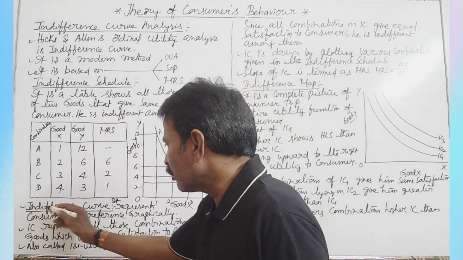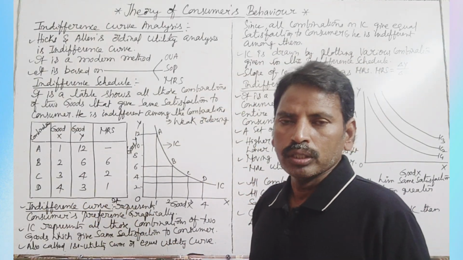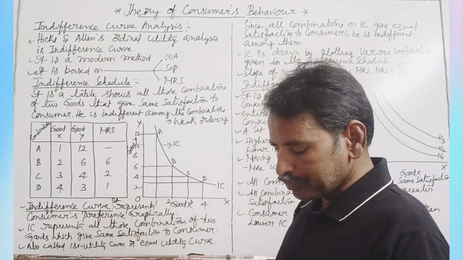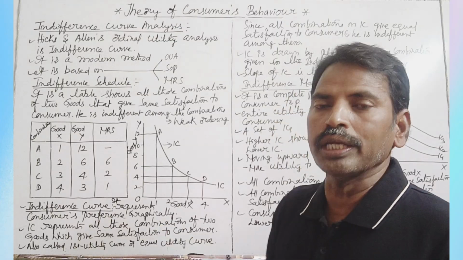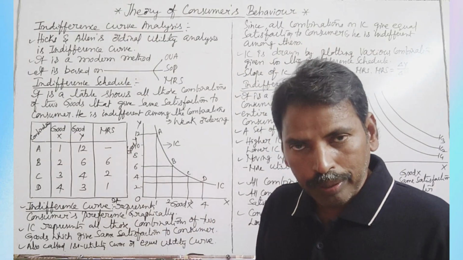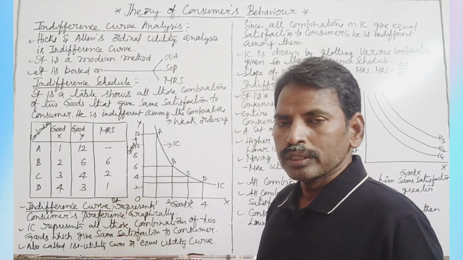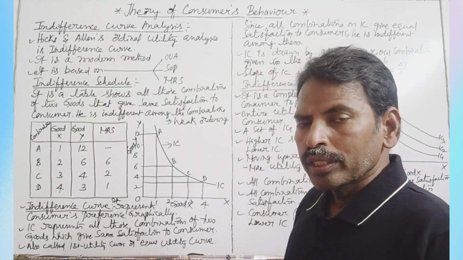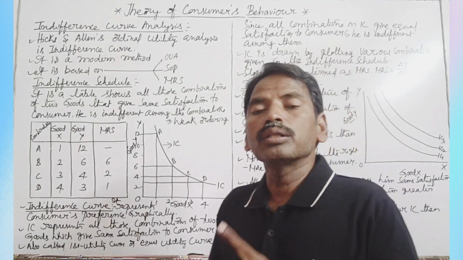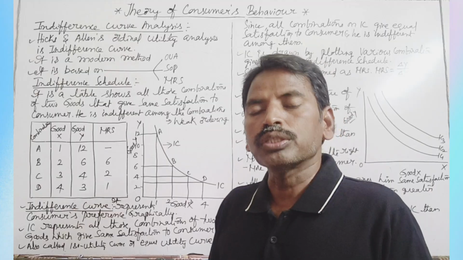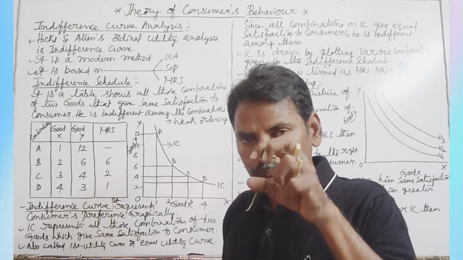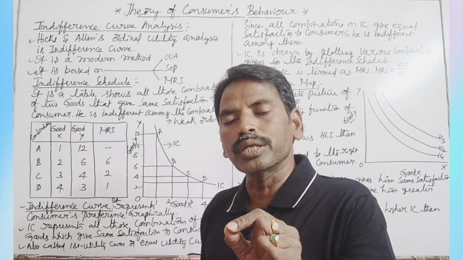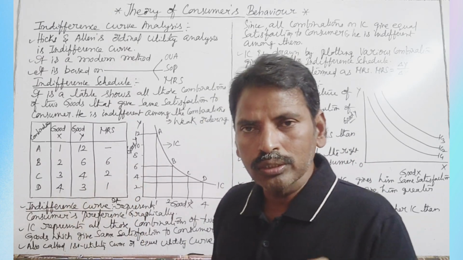Next, what is the meaning of indifference curve? Indifference curve represents consumer's preference graphically. So, an indifference curve represents all those combinations of two commodities which give the same level of satisfaction to the consumer. The consumer is indifferent among the combinations. This is known as weak ordering.